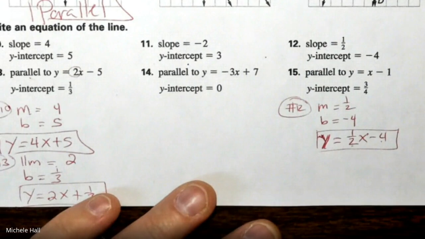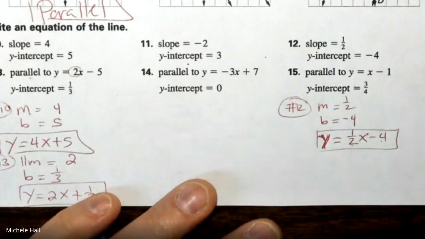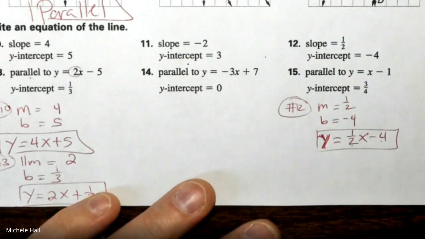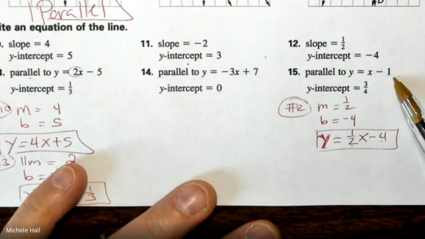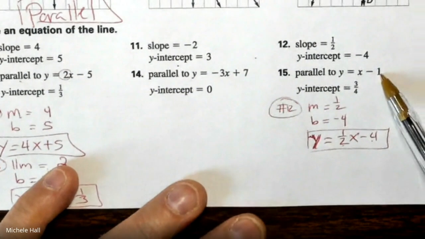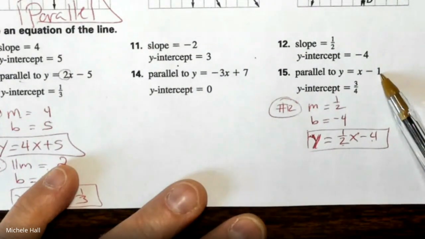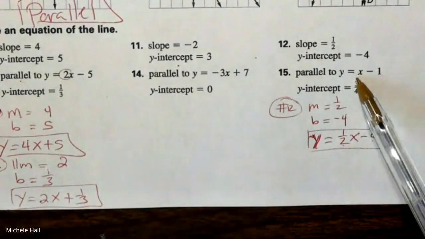Number 15, Annabelle. What's the slope on number 15? Because I need parallel slope. What's the slope of that equation? y equals x minus 1. What is the slope of this equation? That's what we're wondering. Bree, what's the slope of this equation? Number 15. No. What's 0 times x? 0. It wouldn't be there.